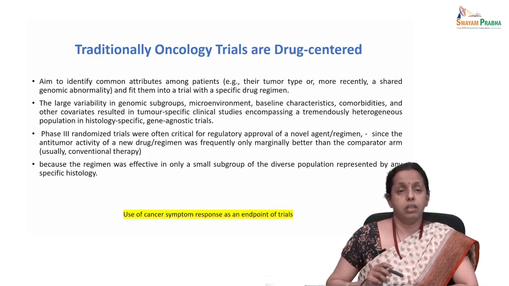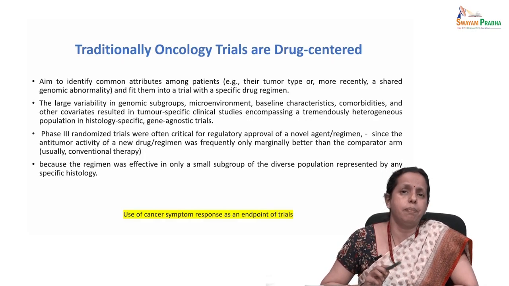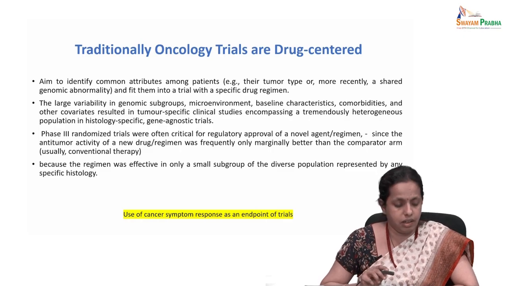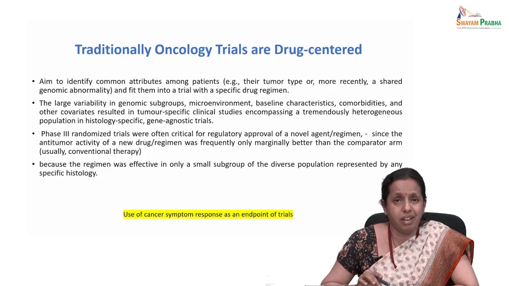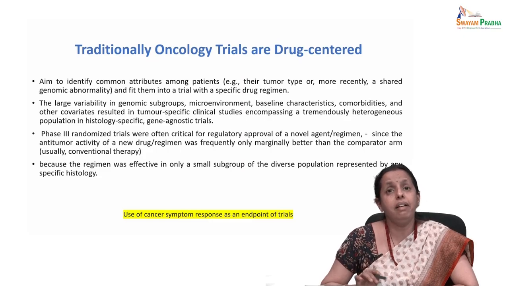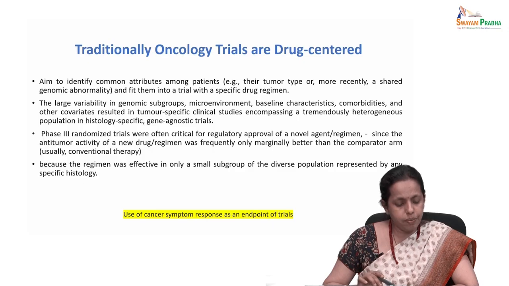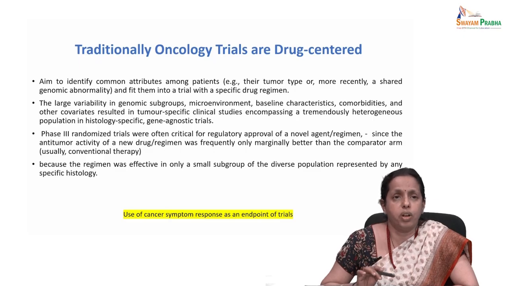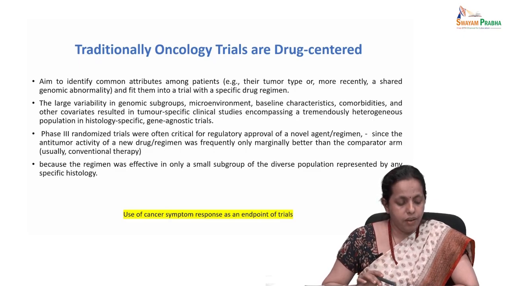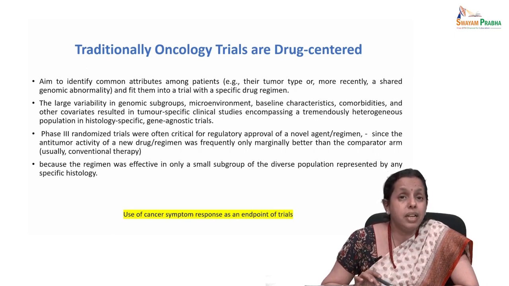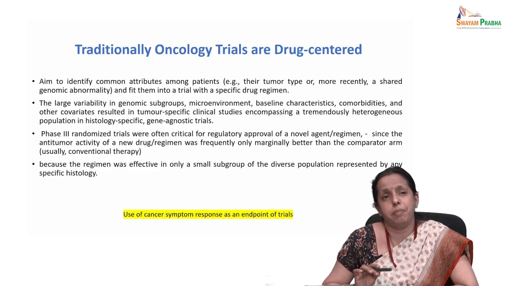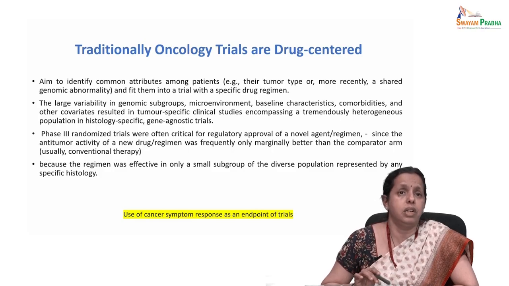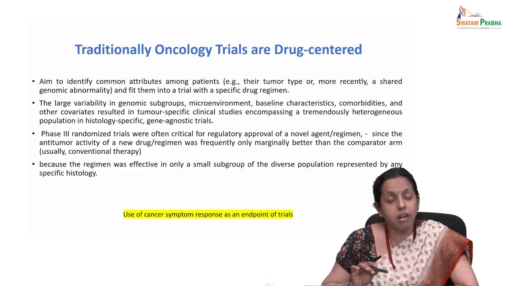So you had two types of trials: some were patient centric and some were drug centric. Traditionally they were more drug centric. You identify the function of the drug and then administer it to the patients. But when you go for a novel drug in clinical trials and want to identify certain attributes of the patient, you have to be very specific. For example, genomic aberrations, such as an SNP polymorphism or a particular mutation. So can you put these patients on this particular drug regimen?